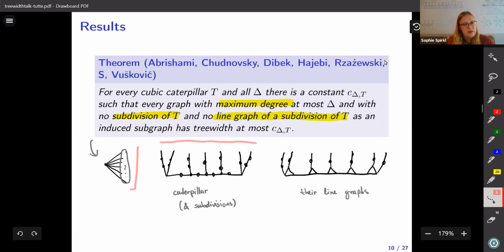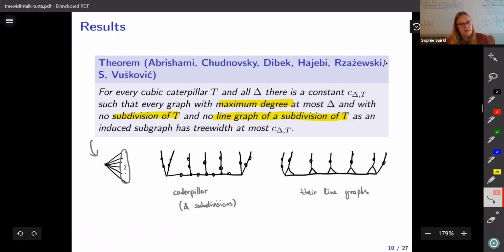And now exclude all subdivisions of a cubic caterpillar, where a caterpillar means a path, and you can add paths, but only by putting one end of each path you add on this original spine of the caterpillar. And in addition, we don't want to make vertices of degree 4 because we know that walls are one of the things that should be captured by this theorem. And also, we exclude the line graphs of this caterpillar and its subdivisions. Then we get treewidth bounded by a constant.